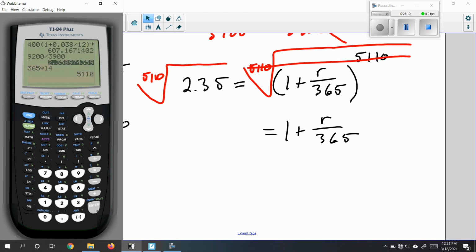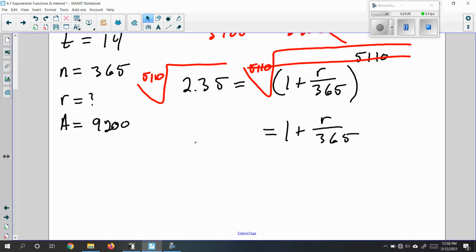so we'll take this number up here and we'll raise it to the power. Now recall that the nth root is the same as raising it to the power 1 over n. So I'm going to raise this to the power 1 over 5110. And I'll wind up with 1.000167.